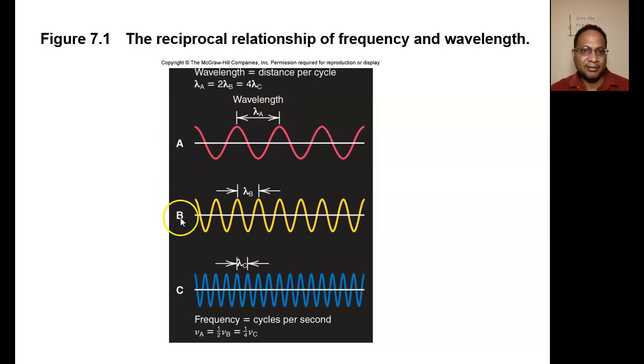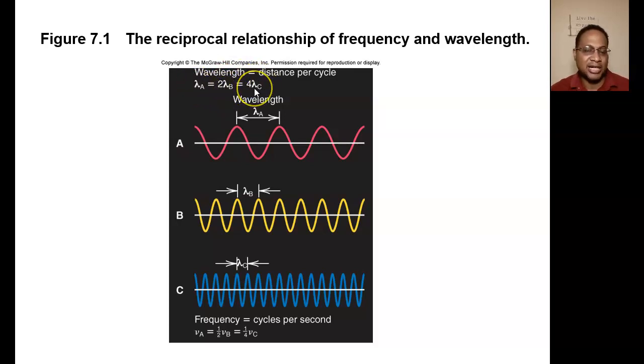If you look at B, you notice that the wavelength for B is much smaller than A, and for C, even much smaller. And if you look at the top, you'll notice that one wavelength for A is at least twice as large as for B.